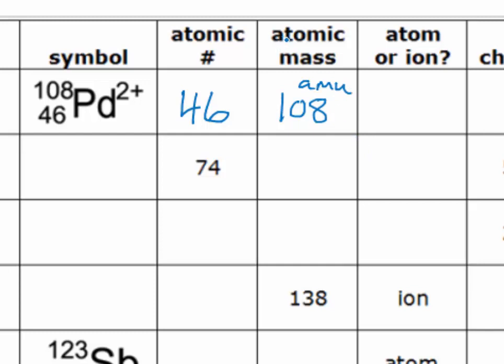In other words, all the atomic masses on this page will be in AMUs. So maybe we can just write it at the top of our page and then know that from now on everything in that column is AMUs as well.